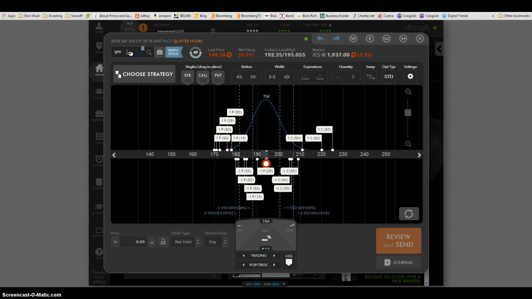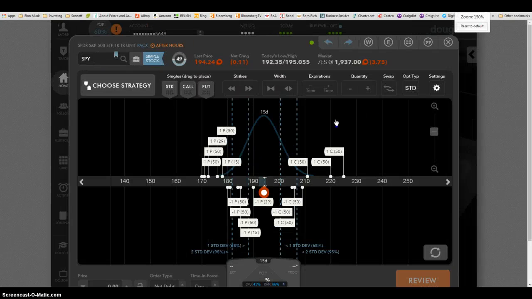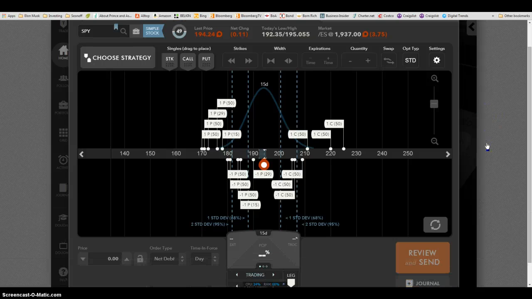What you can do here is, these are all the positions. I'll try to zoom in one click real quick. So these are the positions I have on now in the SPY. SPY IV rank is 49%, so it's pretty much about 50. And here's how I set up the Golden Gecko.